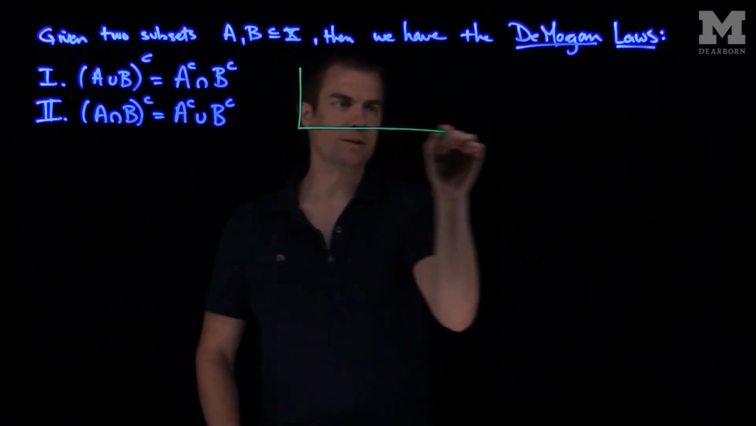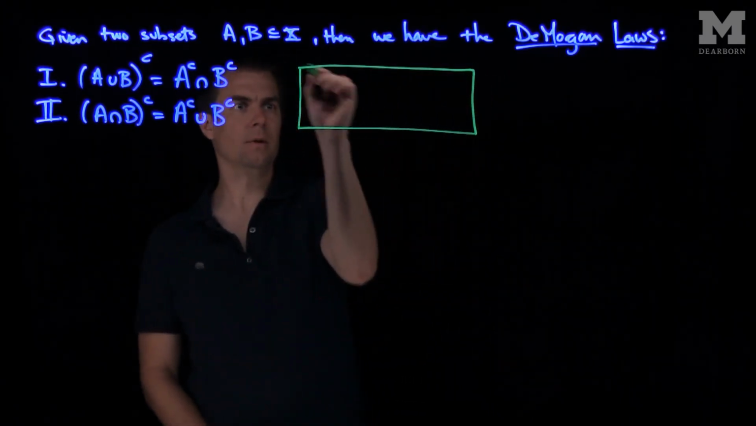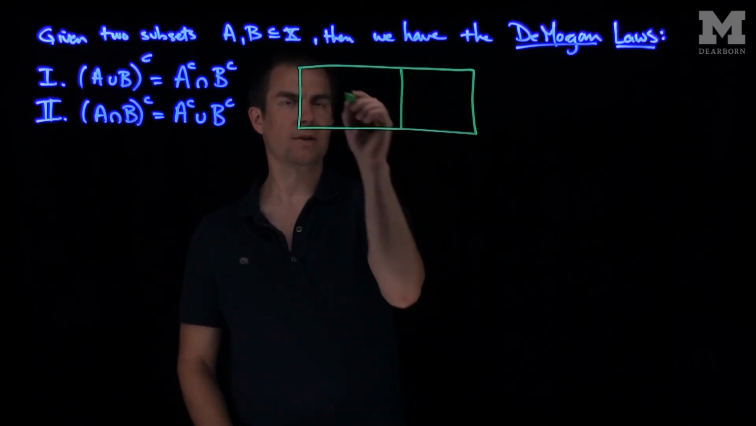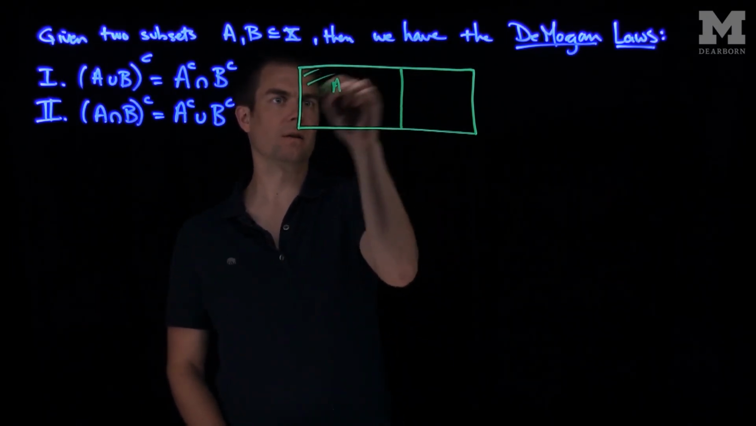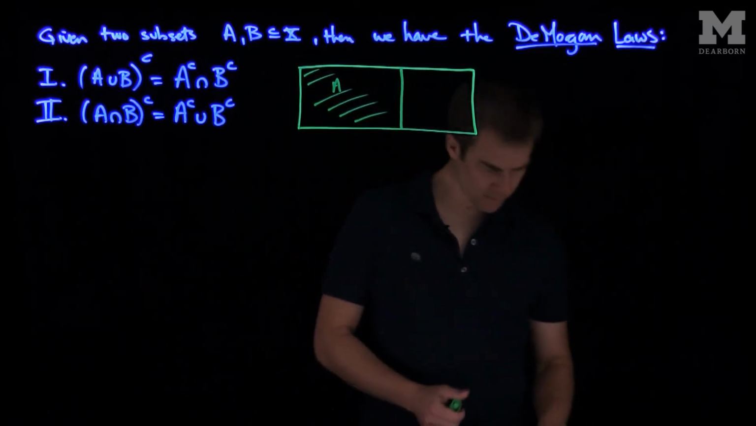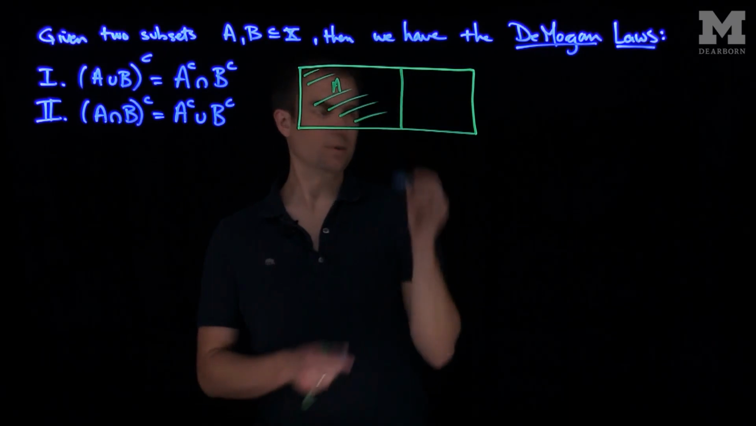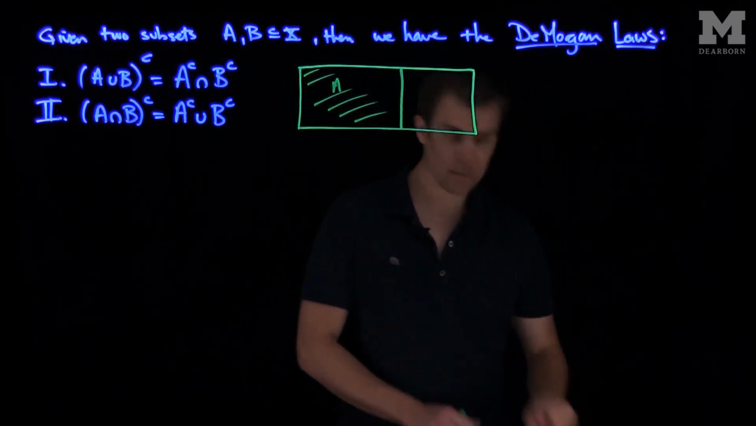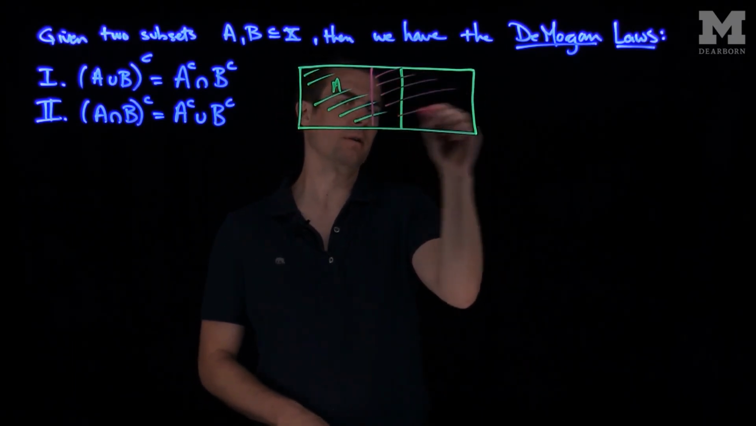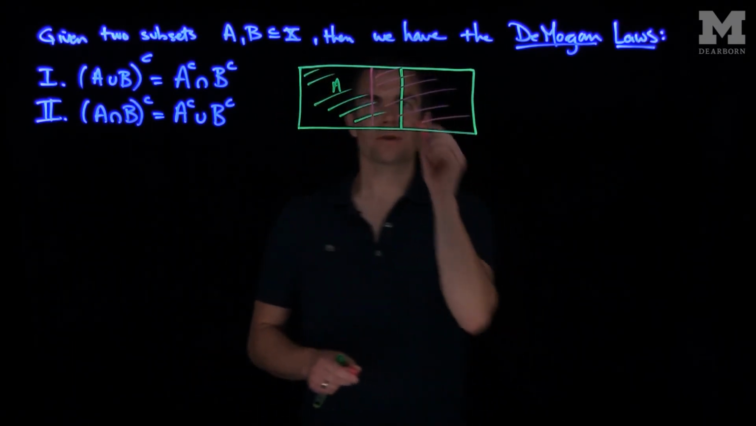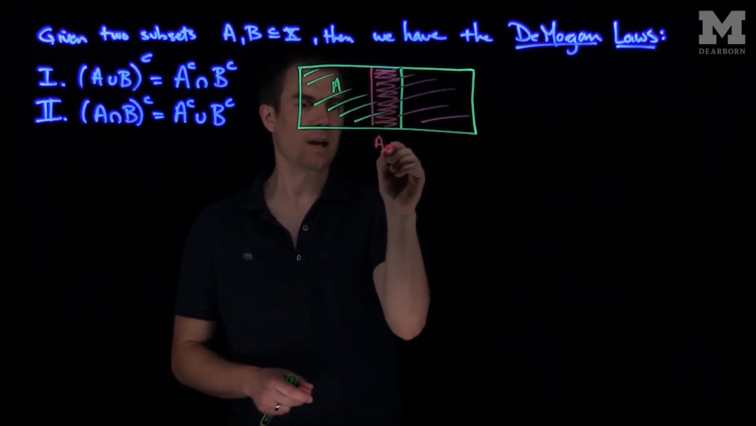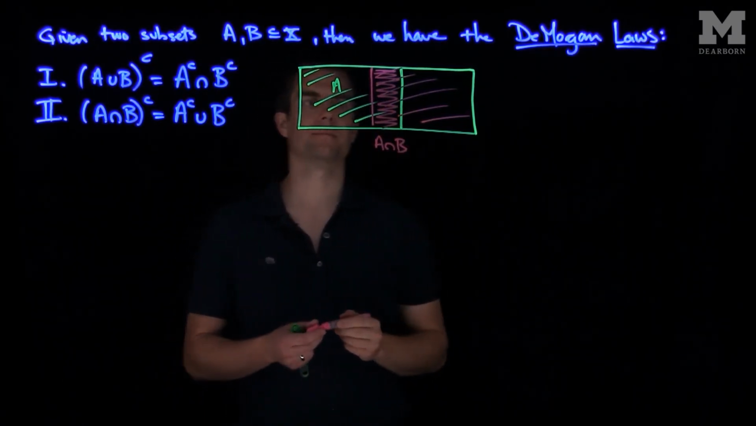So if I have a set X and then I have a set A, let's say that A looks like this. So A is over here, A is this entire part of this rectangle. And let's say that B is this rectangle over here. So B will be this part over here. And so this sliver over here, this little sliver over here, is A intersect B.